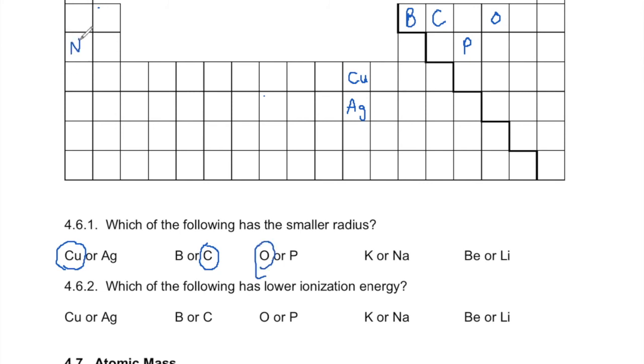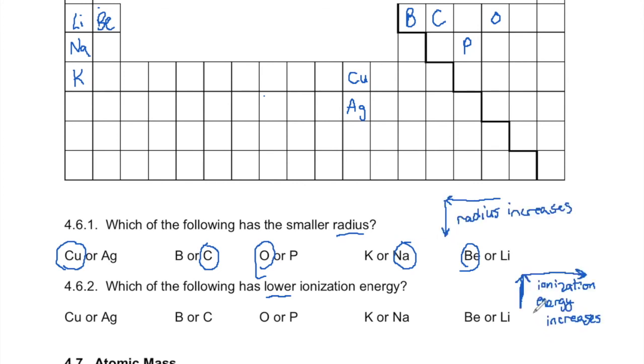All right, we have sodium and potassium here. Sodium would be smaller. And then between lithium and beryllium, beryllium would be smaller. Remember, you're getting smaller going from left to right. So remember, the radius is getting larger going to the left and down. The ionization energy increases going up and to the right.